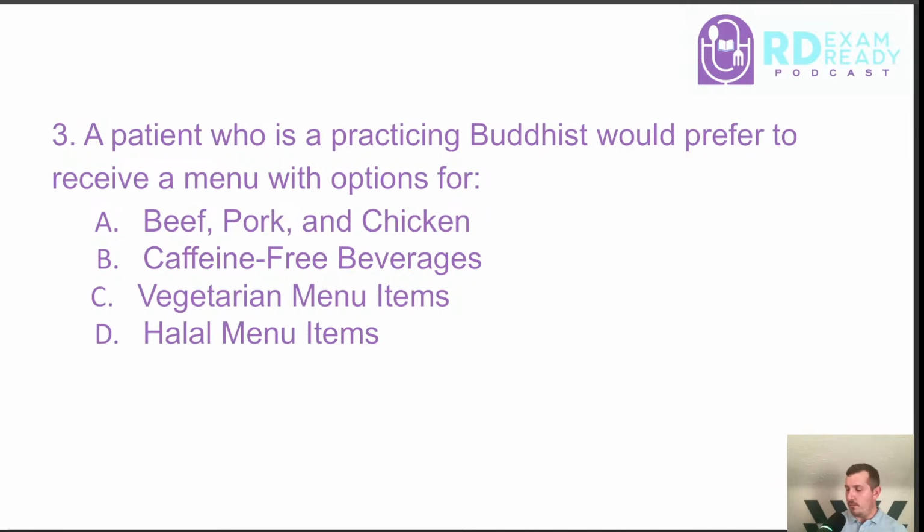So for number 3, for the patient who's a practicing Buddhist and what they would prefer menu options for. Nice little religious diets kind of fitting into here. So for A, B, C, and D, I'm going to start with A. Beef, pork, and chicken.